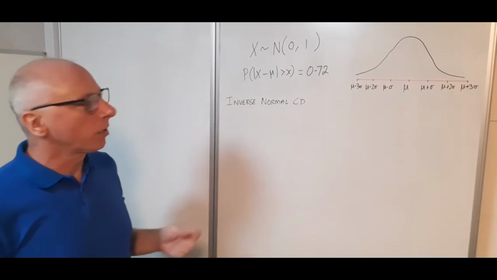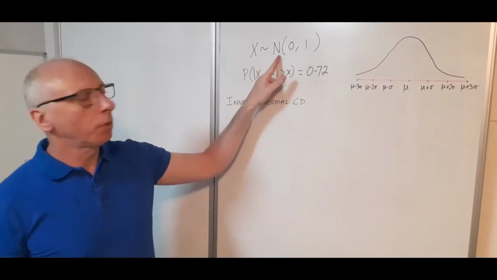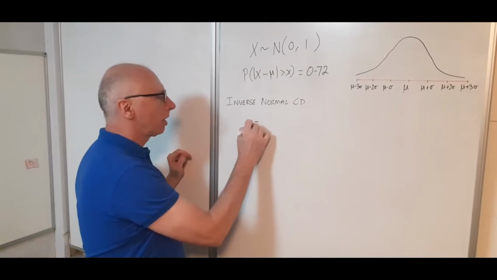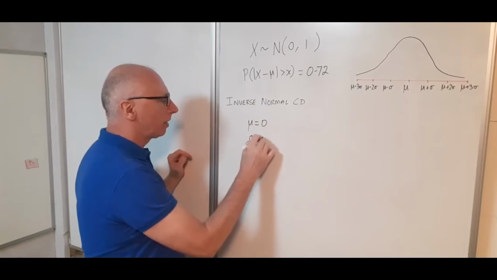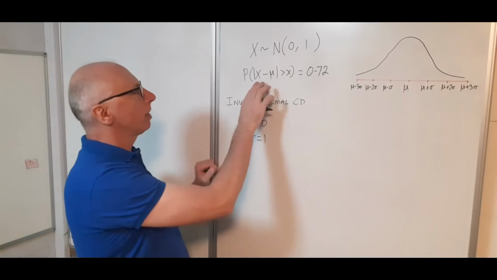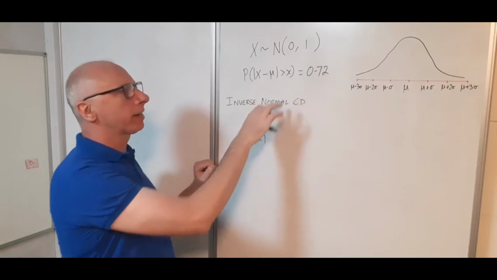So in this question here, we've got the standard normal distribution. We've got X is distributed normally (0, 1). So that tells us that the mean is 0 and the standard deviation is 1. Now our question asks us |X − μ| is greater than x.